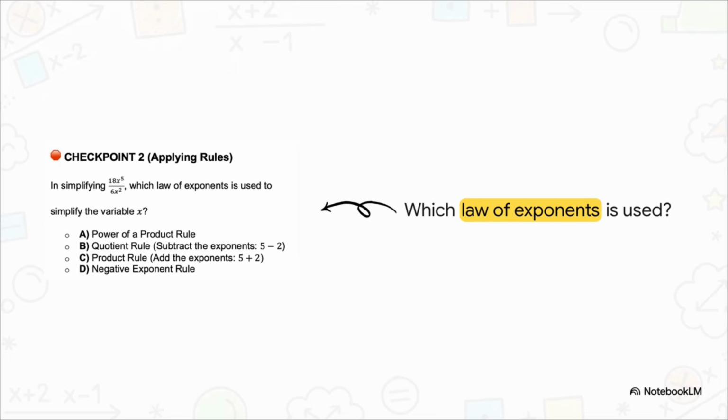Think back to the specific rule na ginamit natin sa variable x when dividing. Was it the power of a product rule, the quotient rule, the product rule, or the negative exponent rule? I-pause ulit ang explainer, isipin mabuti ang rule, and lock in your answer.